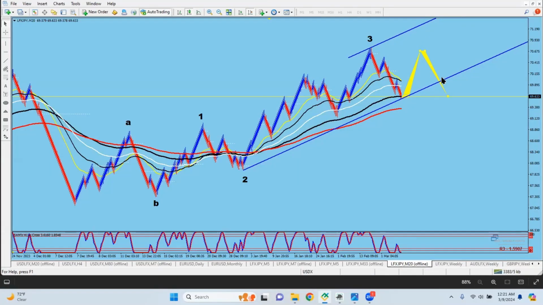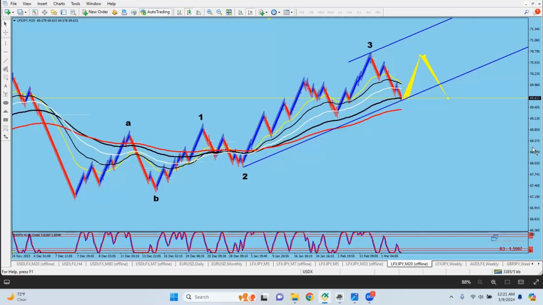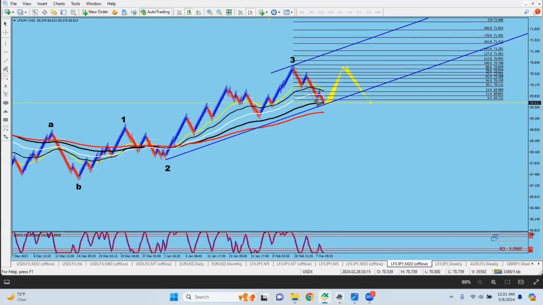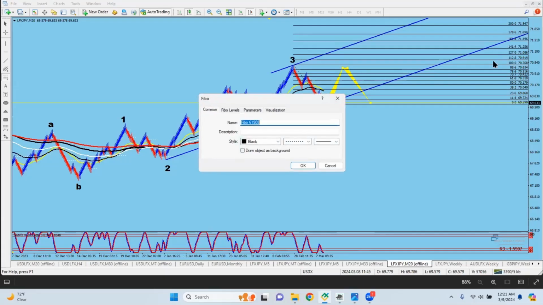And then expect that this thing is going to go and hit. We can expect, but most of the time it doesn't go there, right? But that's how you draw the channel. Most of the time you will find that the extension level we talked about in the fifth video, 127 to 161, it usually ends up at 127 of this wave 3 to wave 4 drop. So it will be ending somewhere here.